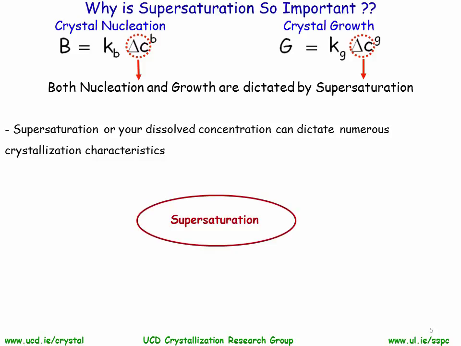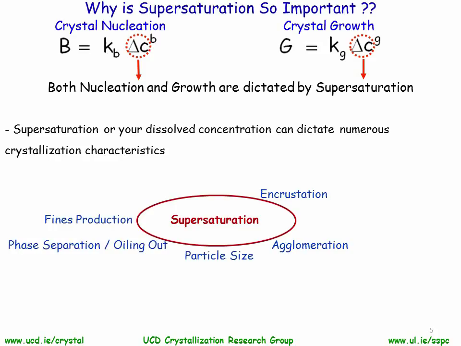Your dissolved concentration can really dictate numerous crystallization characteristics: levels of incrustation, agglomeration, your fines production, particle size, phase separation or oiling out, your polymorphic form, purity profile, and obviously your nucleation and growth kinetics. So supersaturation is of the utmost importance, and really understanding it can aid in crystallization optimization and development.